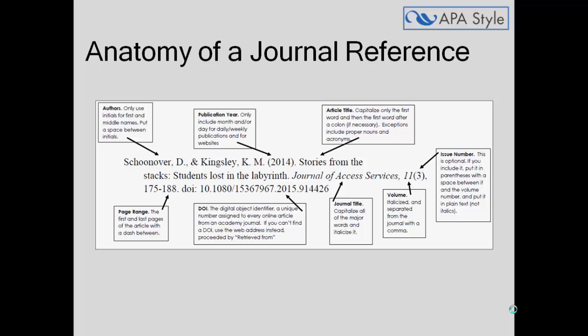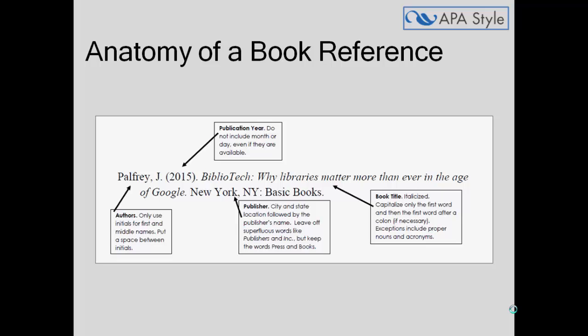All right, let's contrast that with a book reference. Author is the same, publication year is the same. The title of the book comes next, and it is in italics, just like a journal title, but you should notice the capitalization follows the style for an article, with only the first word and the first word after a colon capitalized. The reason for this is so that you can immediately tell the difference between a journal title and a book title when you're looking at a reference.